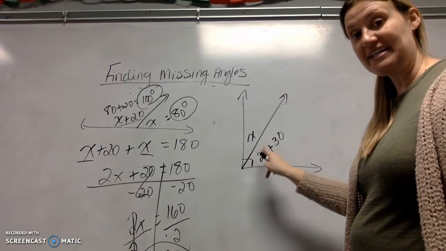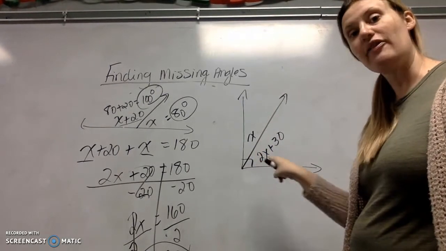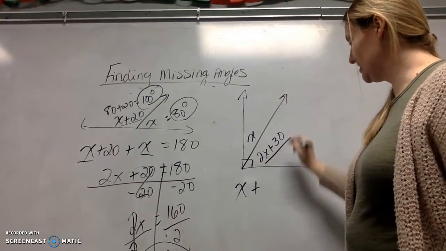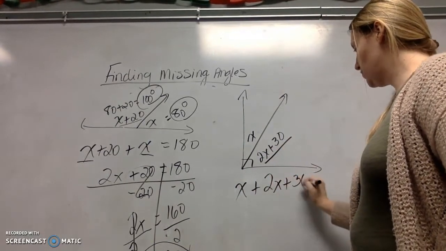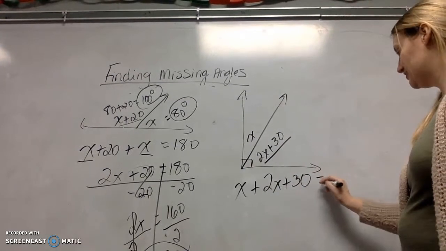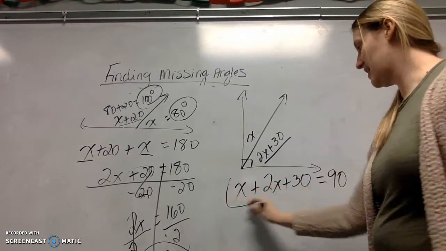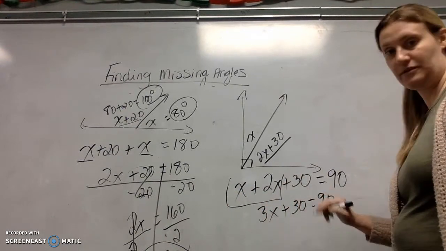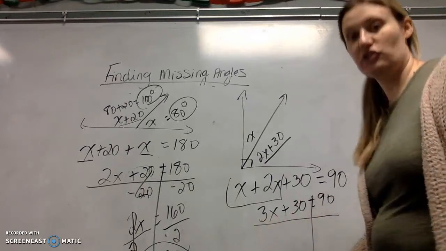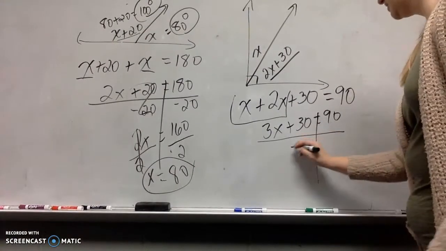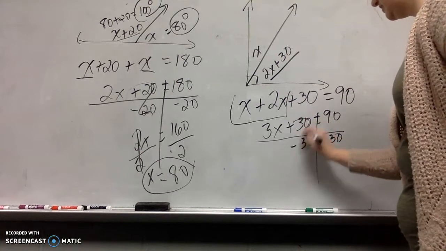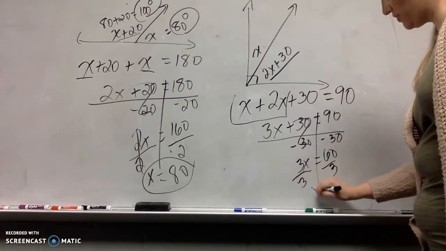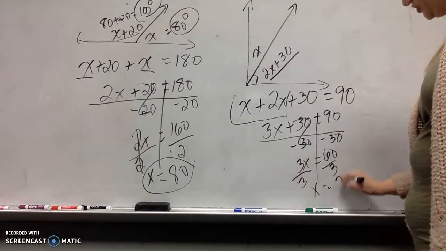Now with this one, these two angles this time are adding up to 90. They're making a 90-degree angle together. So that means when I add them together, I get 90 degrees. So this angle is x, and this angle is the entire thing, 2x plus 30. And I know adding the two angles together gives me 90. Again, I'm going to add my like terms first. Now I can solve this equation for x. Subtract 30, 3x equals 60, divide by 3, x equals 20.